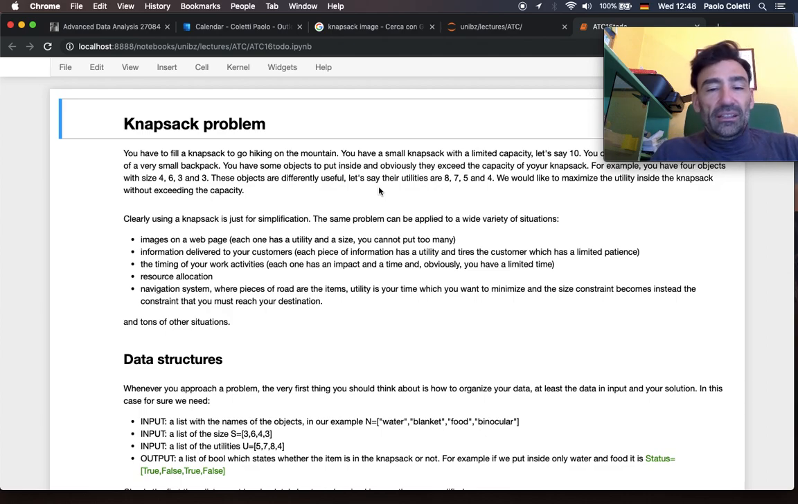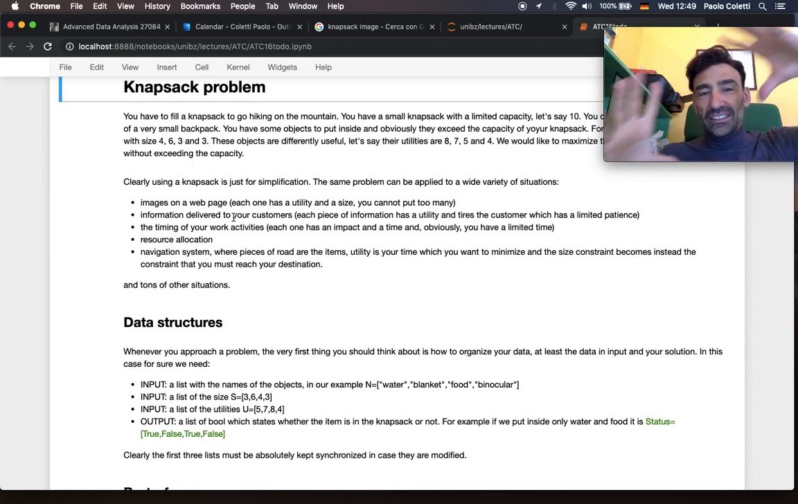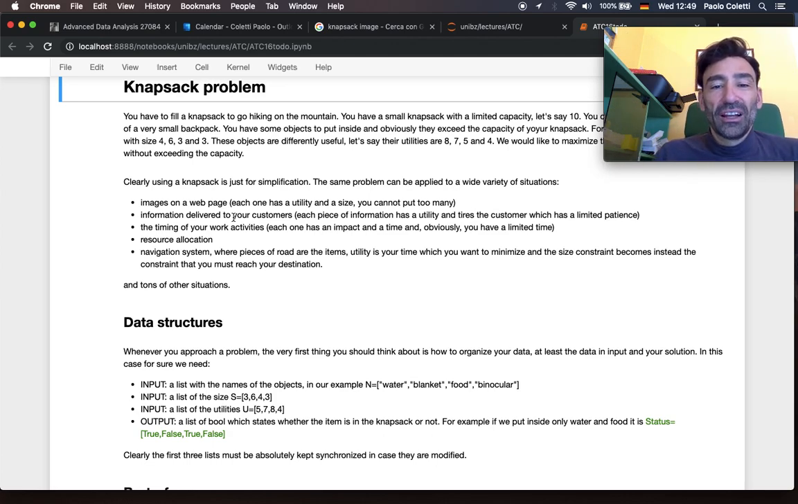Clearly you are grown enough that it's not necessary to tell you that this problem is not meant to help you plan your trips, but it's a simplification for several other categories of problems. For example, here I spent 5 minutes thinking and I got some examples. Images on a web page: you have to build a web page and put some images. In theory the web page is unlimited, but the user after the second screen will get upset. So you have to decide which images to put. Each one has a size, and some are more useful than others.